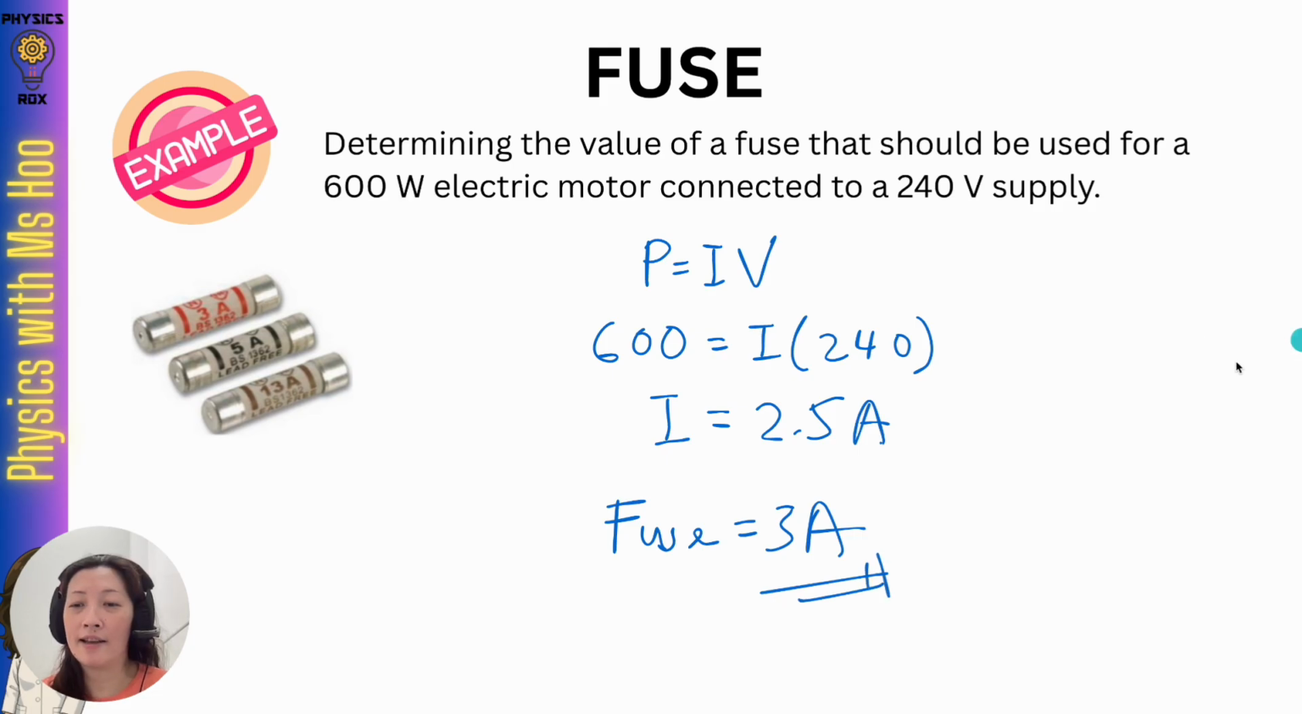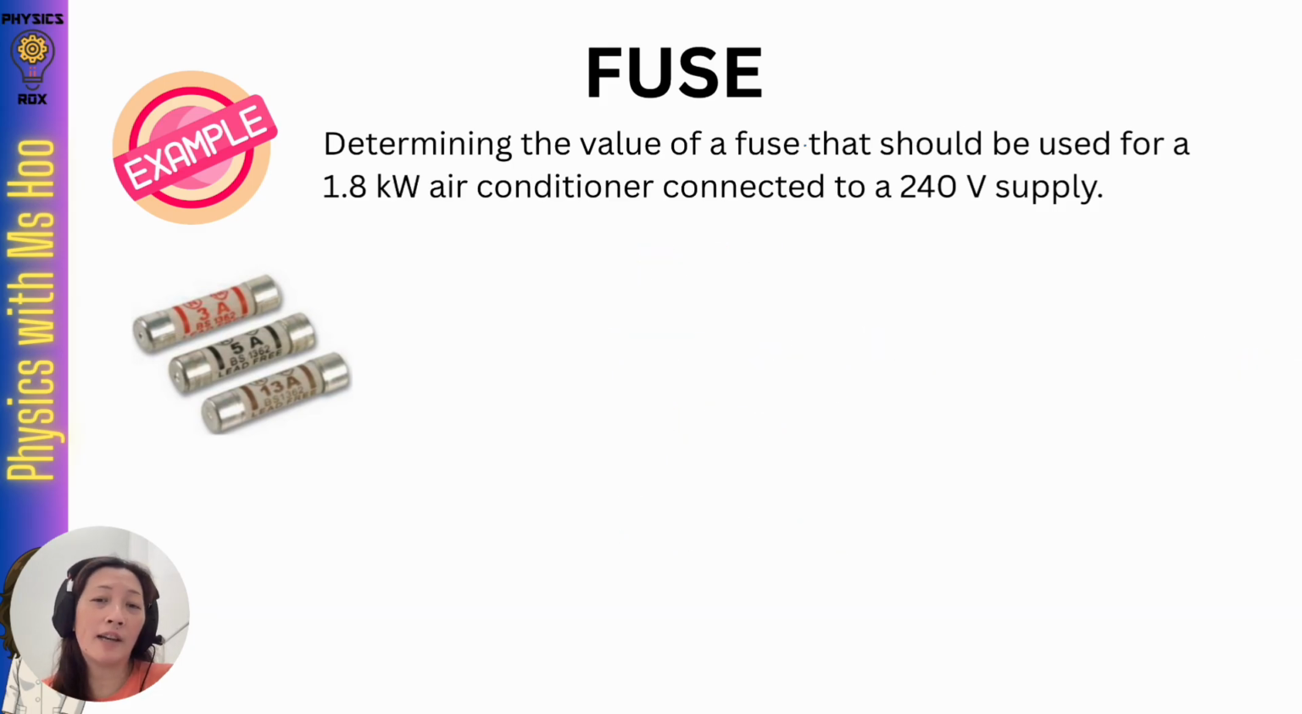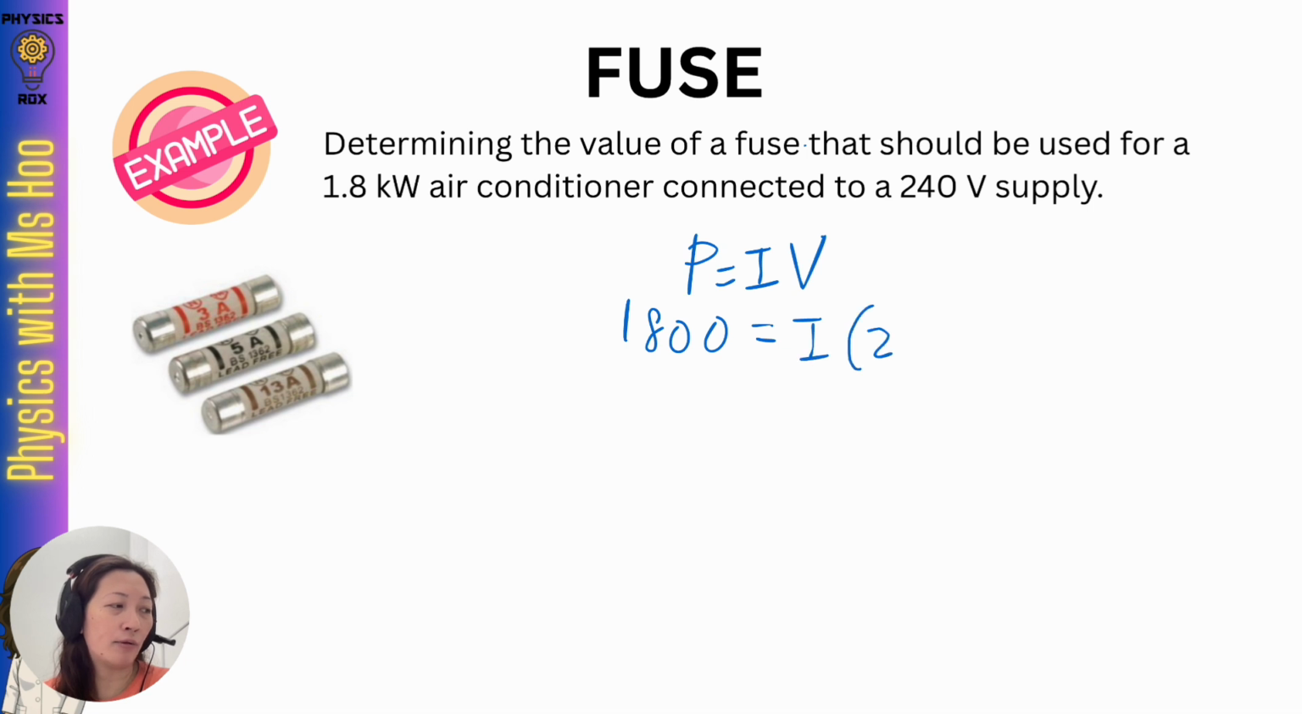Let's take a look at another example. Now we need to determine the value of a fuse that should be used for a 1.8 kilowatt air conditioner connected to a 240 volt power supply. Now to solve this, again, we're going to have to calculate the current first. So using the electrical power formula of P equals IV, 1.8 kilowatts is actually 1,800 watts. Current is unknown, while V is 240. Calculating I, we get 7.5 ampere.